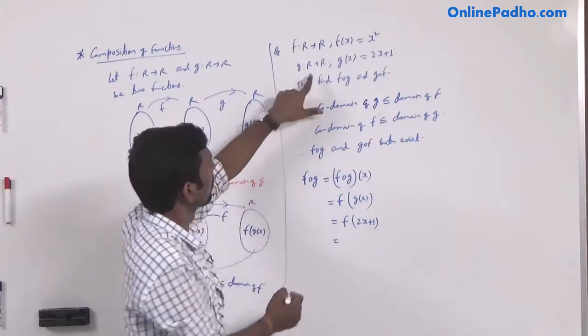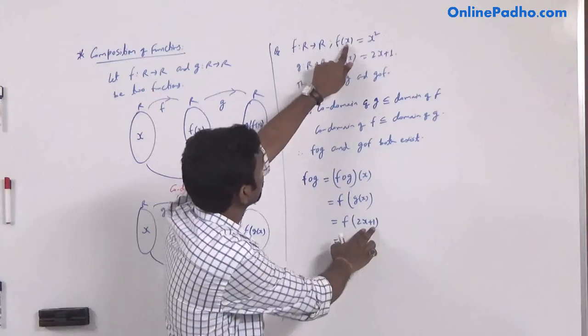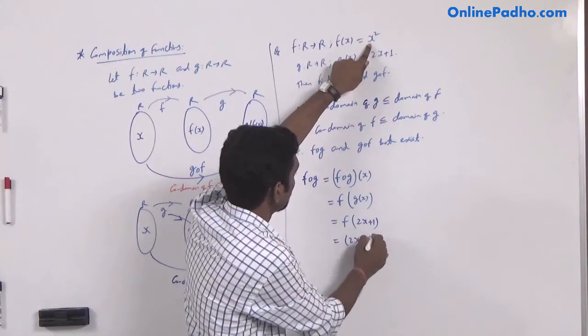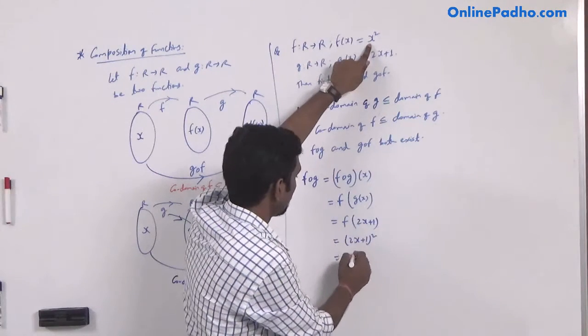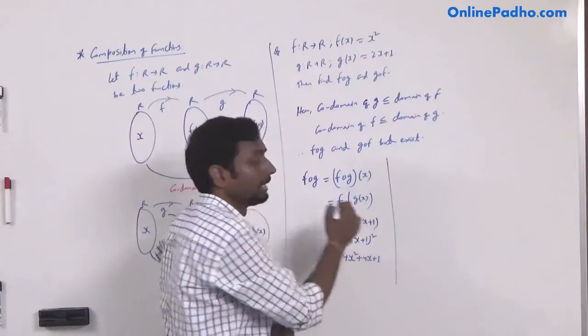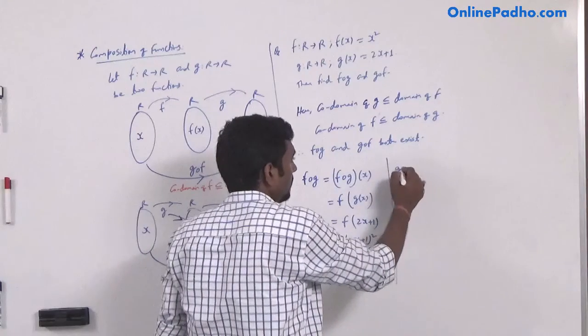Now you know Fx equals x square. In the place of x, we have to put 2x plus 1. On the right hand side, we also put 2x plus 1. This is 2x plus 1 whole square. We can write it as 4x square plus 4x plus 1. This is FOG.